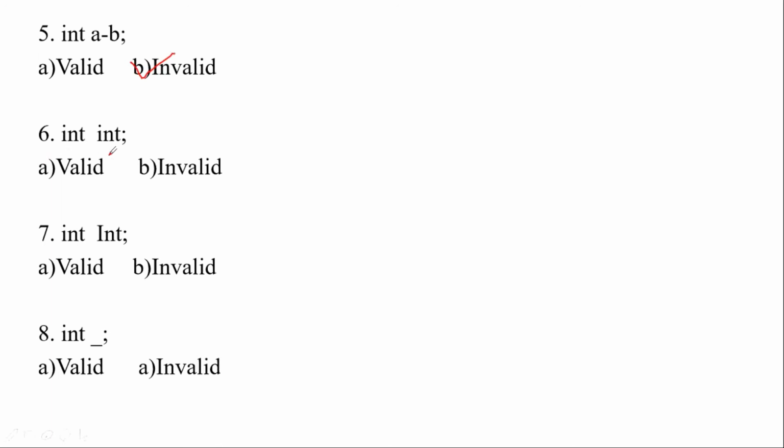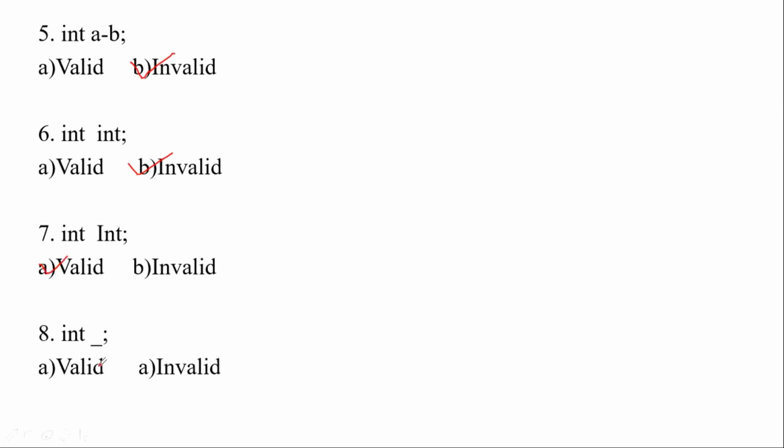Next, int int. Is this valid or invalid? This is an invalid declaration, because int is a keyword in C. You should not use keywords and operators as variable names. So this is invalid. Now int capital INT. Is this valid or invalid? This is valid, because small int is a keyword, but capital INT is not a keyword. So this is a valid declaration.